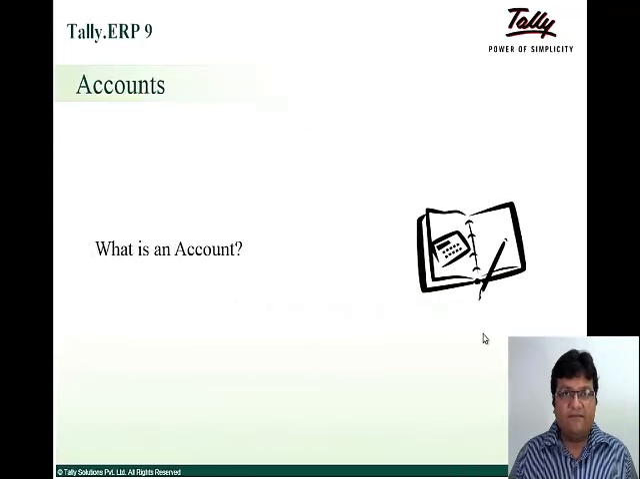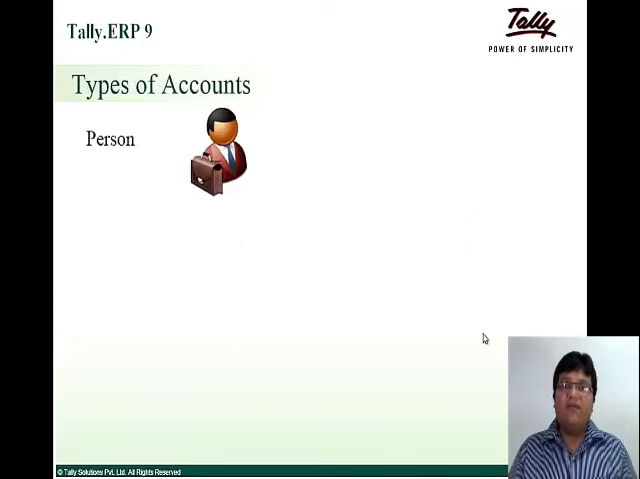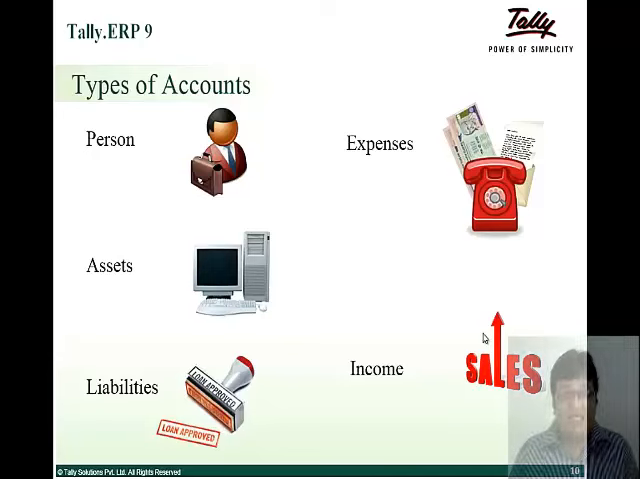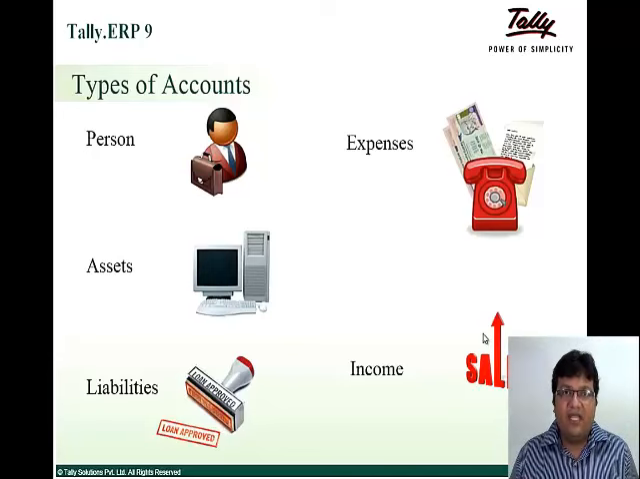Okay, what is an account? Any transaction which is going to be recorded against an account. It is a place where your transactions will be recorded. Okay. Now, what are the different types of accounts? There are basically 5 types of accounts that you would see. A person, an individual, an institution, an organization, which is known as a personal account. Assets, computers, let's say television, or maybe furniture, fixture, land and building.